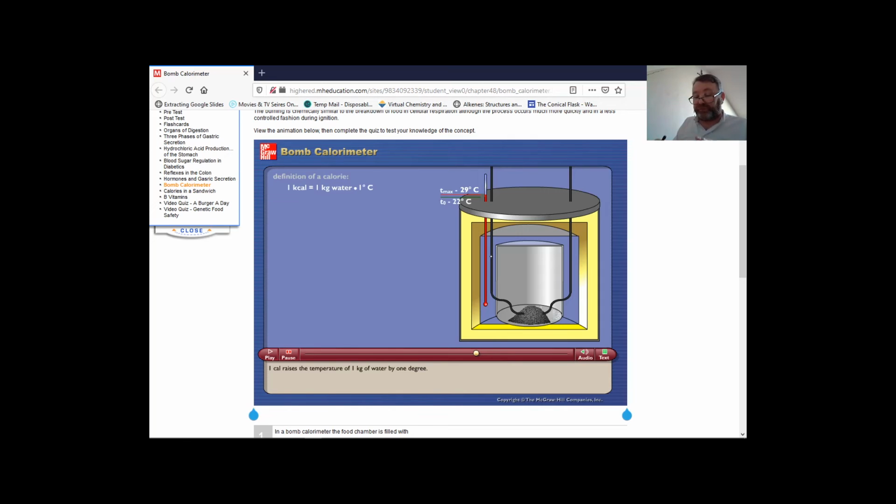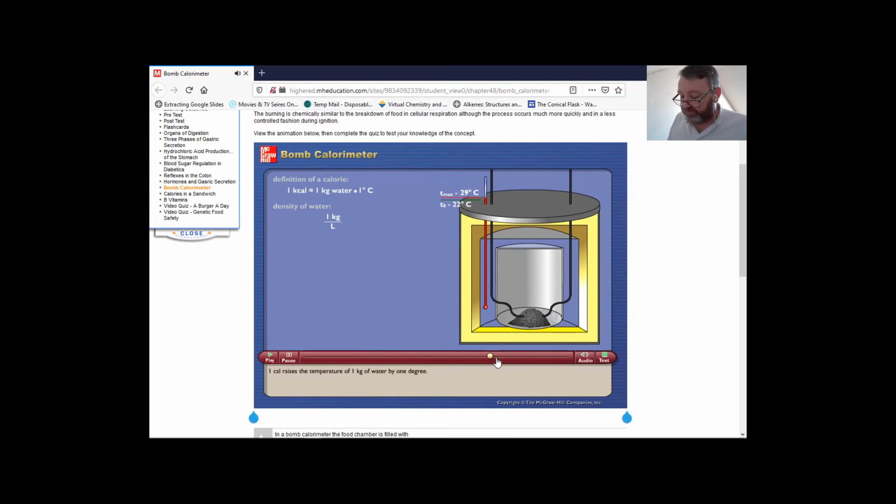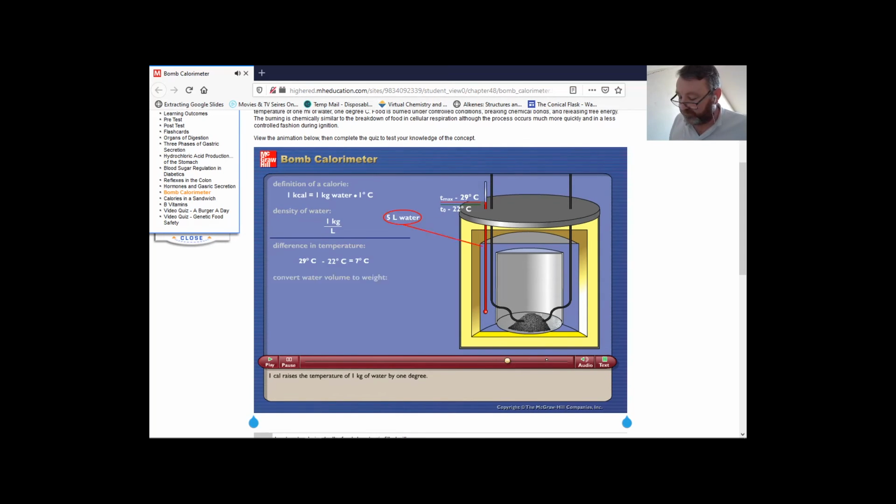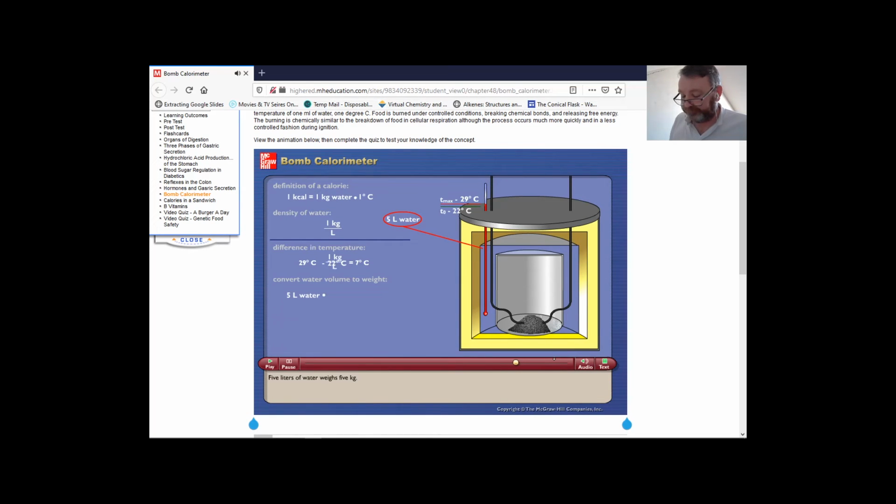Now you can play around with this yourselves. You can have fun with it because there's plenty of others there if I just go through this. The density of water is 1 kilogram per liter. Come on, up you go. 5 liters of water weighs 5 kilograms. Okay, we don't have to know. Multiply the temperature change times 5. The answer is the number of calories in the food. Okay, very good.